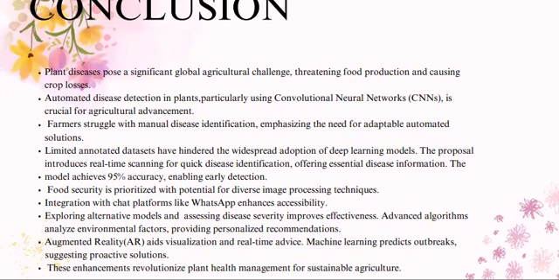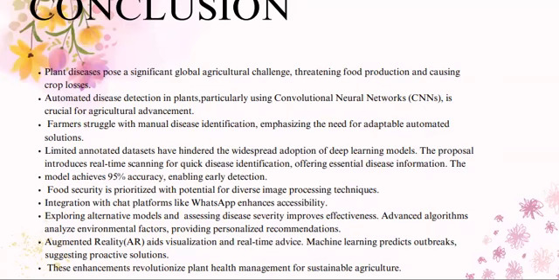Limited annotated datasets have hindered the widespread adoption of deep learning models. The proposal introduced real-time scanning for quick disease identification, offering essential disease information. The model achieves 95% accuracy, enabling early detection. Food security is prioritized, with potential for diverse image processing techniques.